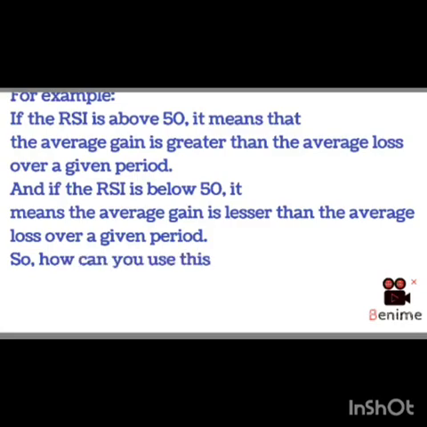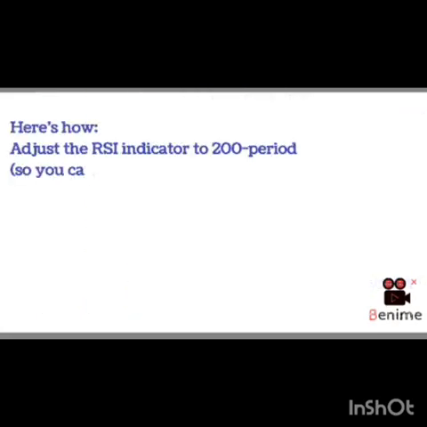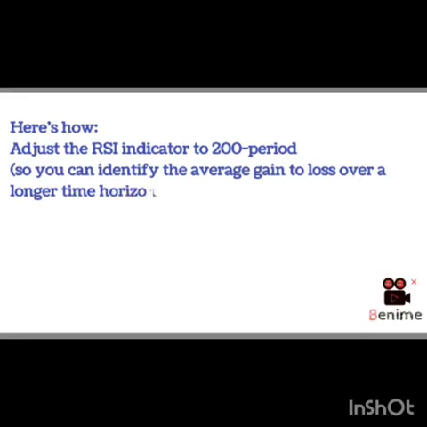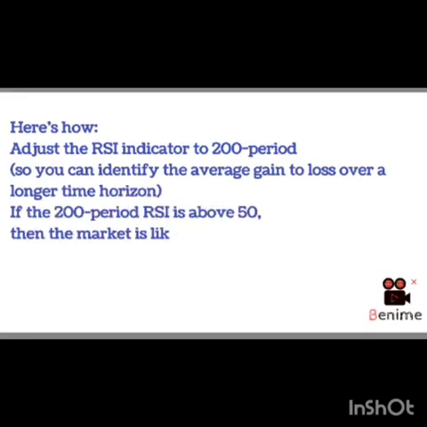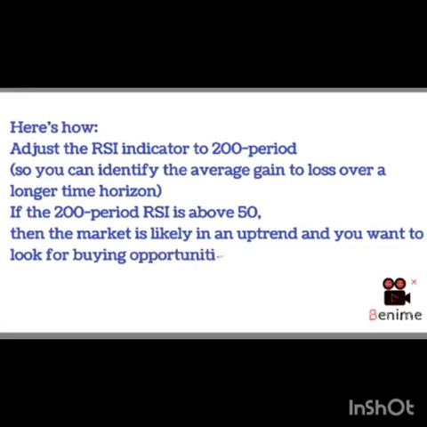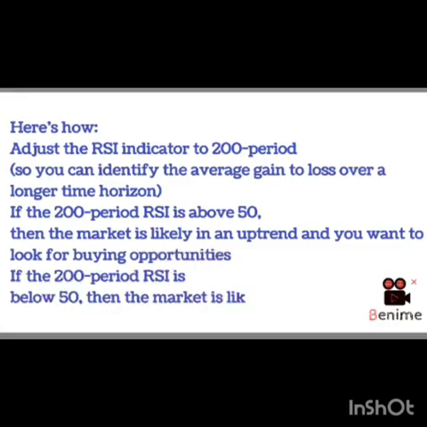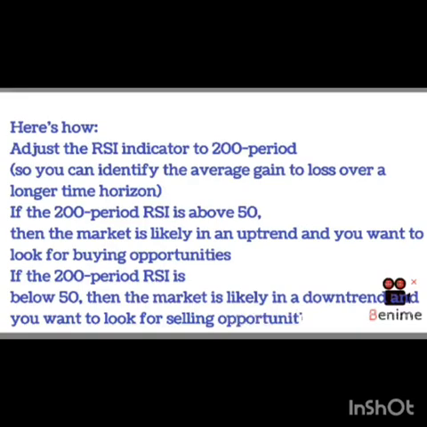So, how can you use this and improve your winning rate? Simple. Here's how. Adjust the RSI indicator to 200 period so you can identify the average gain to loss over a longer time horizon. If the 200 period RSI is above 50, then the market is likely in an uptrend and you want to look for buying opportunities. If the 200 period RSI is below 50, then the market is likely in a downtrend and you want to look for selling opportunities.